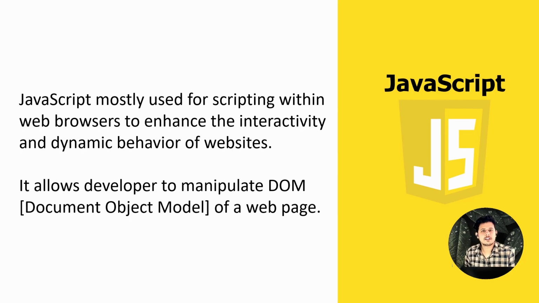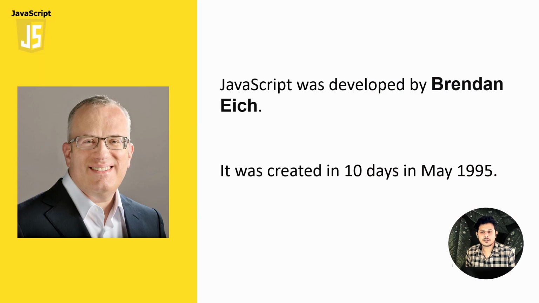Now let's see who developed the JavaScript language. In the next slide, we can see JavaScript was developed by Brendan Eich in 10 days in May 1995. You might think the Java programming language and JavaScript are similar, but no, there is no direct relationship between Java and JavaScript. Both are different. The name given to JavaScript was taken from Java only as a marketing strategy, nothing else. There are no common similarities or direct relation between both languages.